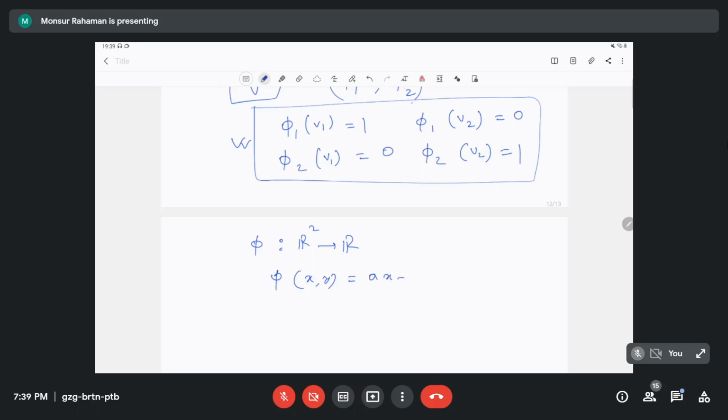This is simple expression ax + by. This is the simplest: if A and B both are 0, then this will be 0. If A is 1, B is 0, then it will be only x. If A is 0 and B is 1, then it is only y. If A is 1 and B is 1, then x plus y. If A is 1 and B is -1, then x minus y. All are linear functionals.